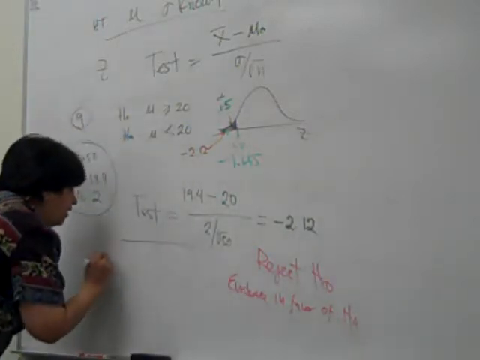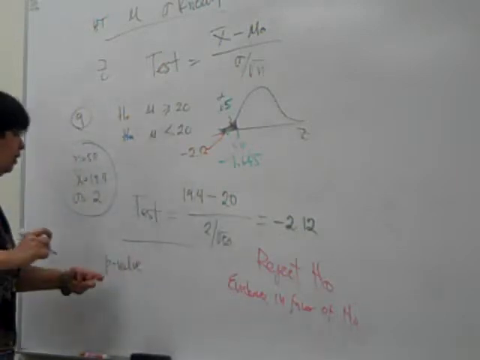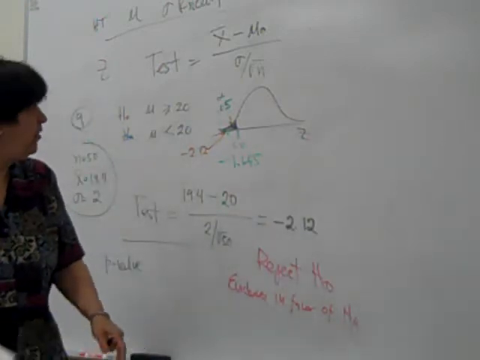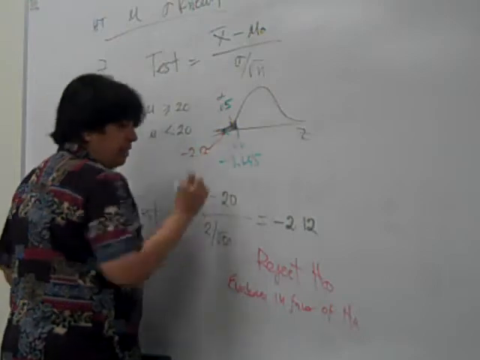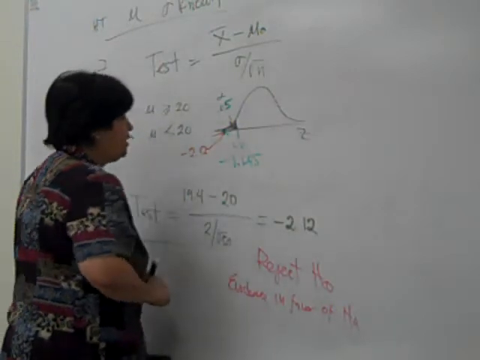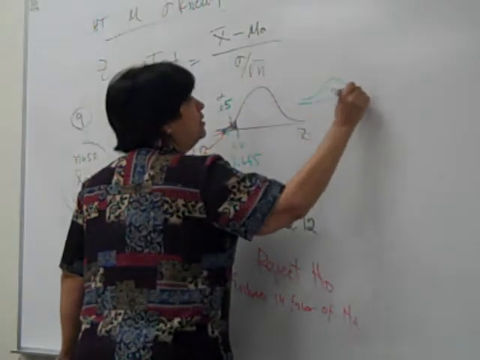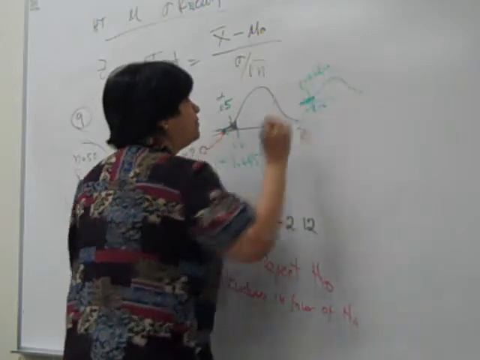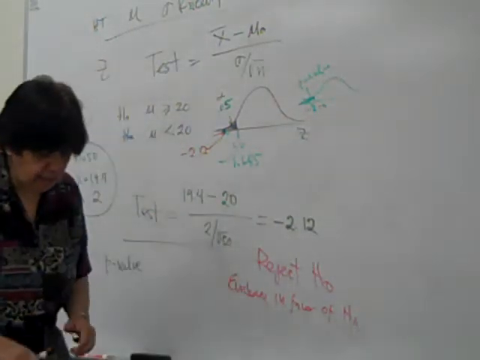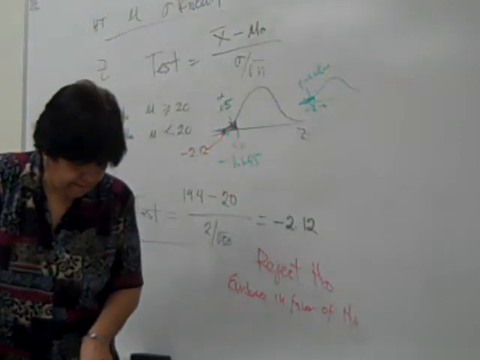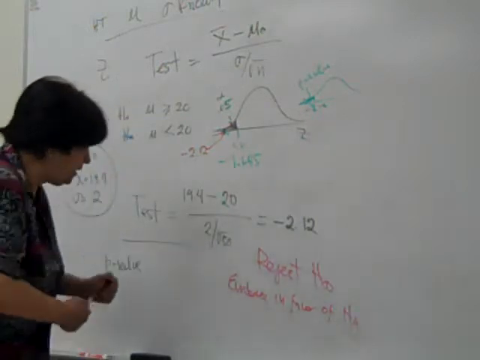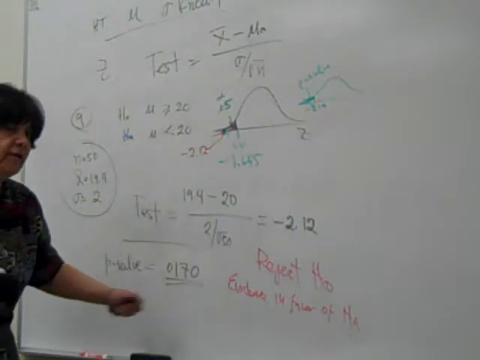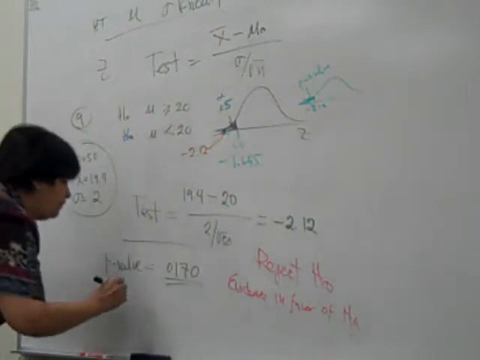Now, let's use the p-value approach. Once you have your test value, you are going to identify this area over here, to the left of your test value. So, to the left of negative 2.12, and that is your p-value. Go to the table and check 2.12, and that value is 0.0170. That is your p-value.